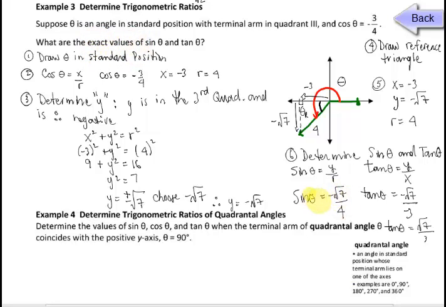Okay, so just to revisit what we mean by exact values in this question, if you take a look at your sine and tangent, we have negative root 7, or positive root 7 for tan of theta. But what exact value means is that we don't want to work those out as decimals. We need to leave it as a radical. That's what makes it exact. Okay, and that ends our discussion for example 3.